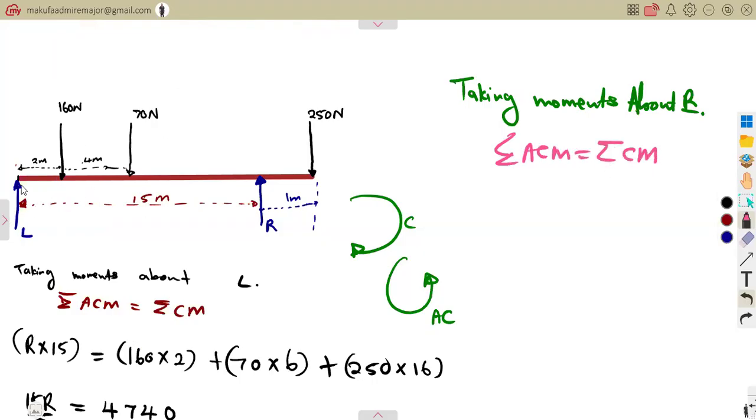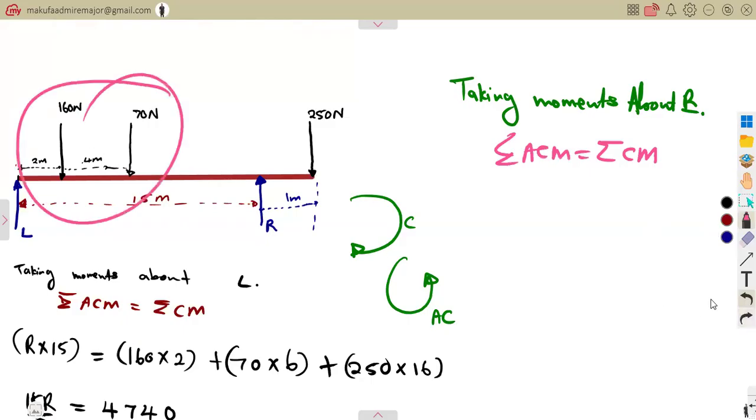The sum of the anti-clockwise moments should be equal to the sum of the clockwise moments. So let's consider what's happening. L as it moves to R, take note of the direction. This is clockwise. It's the way a clock moves. The 250 back to R as it moves is clockwise also.